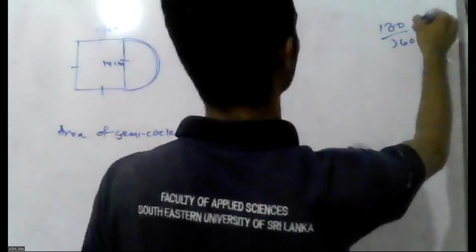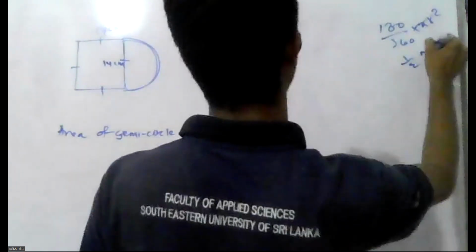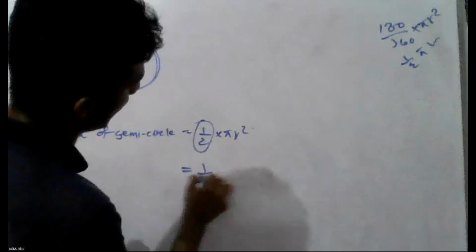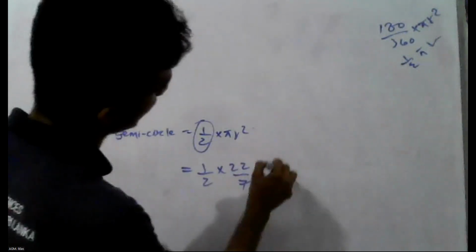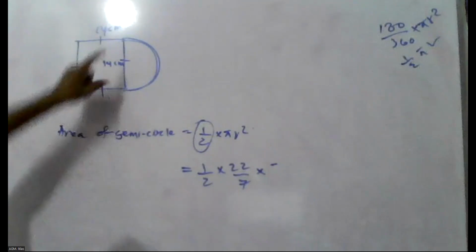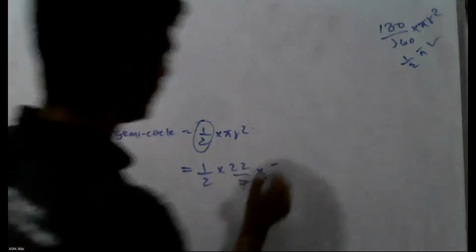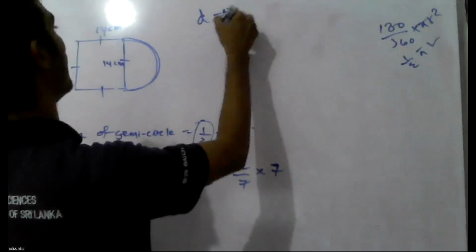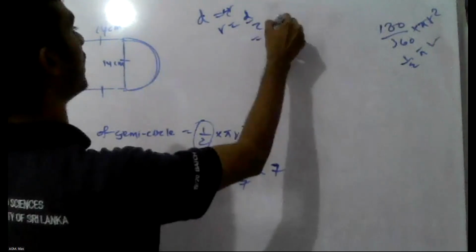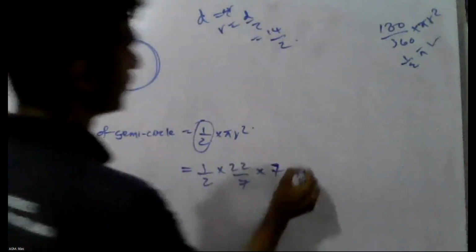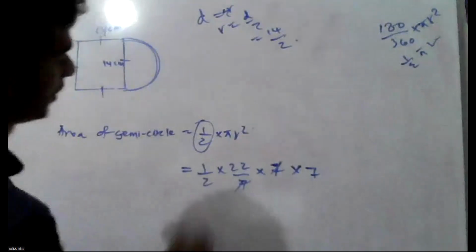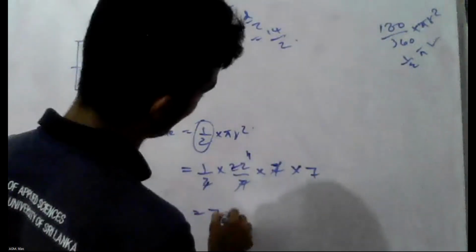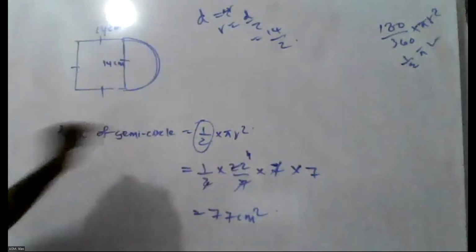Why do I put half? Since it is a semicircle, I need to put 180 over 360 into pi r square. That is half into 22 by 7 into radius. The diameter is 14, so the radius is 7, because diameter is 2r, so r is d by 2. So 14 divided by 2, that is 7. 7 into 7. So I can eliminate these 7 and 11. So that is 77 centimeters square. That is the area of the semicircle.